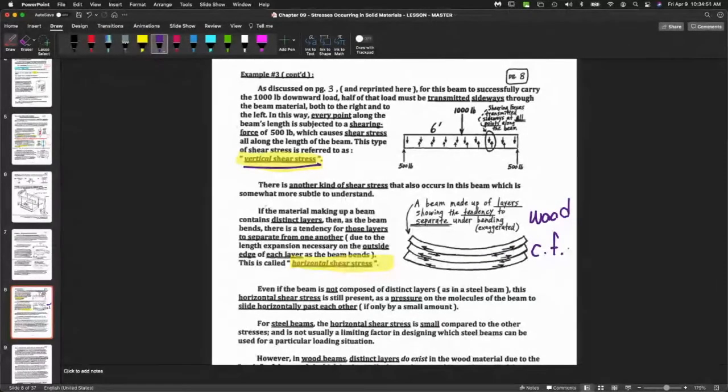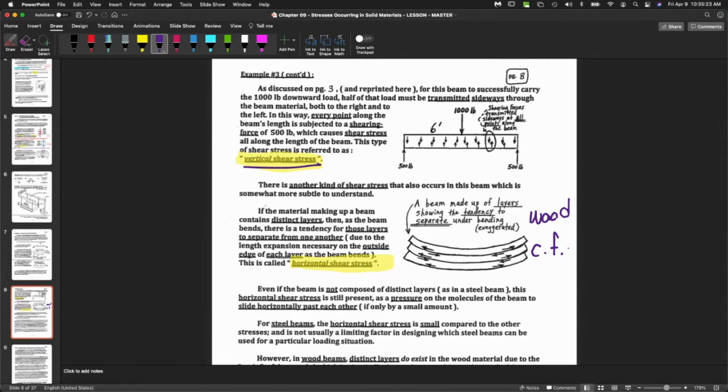So wood and carbon fiber, the reason that they're susceptible to horizontal shear stress is because they are either designed or naturally occur in layers. When materials occur in layers, horizontal shear stress is the issue. When material is more of a bulk quantity, like steel, it's more uniform. There's no layers. Nobody says that steel is layers. That doesn't make any sense because steel is melted and formed, in terms of what we do with structures.